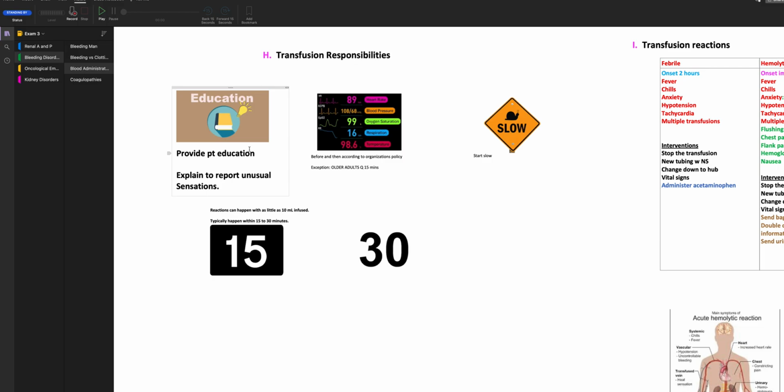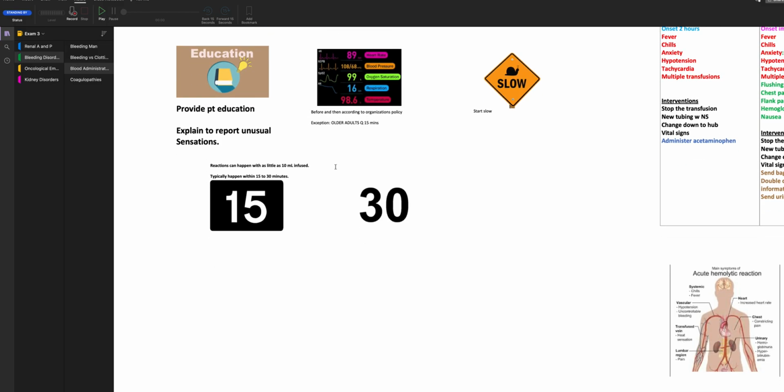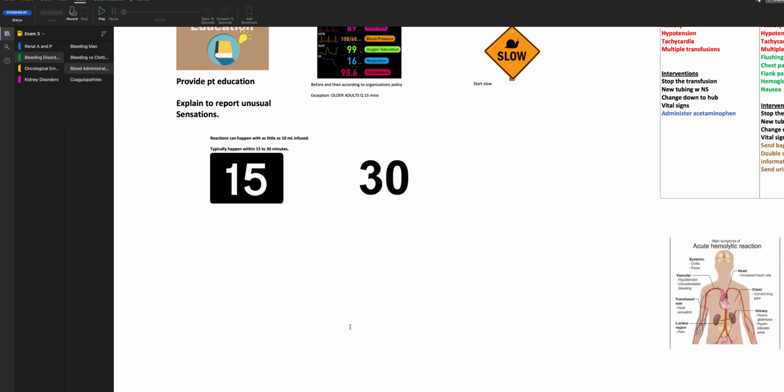So start slow. You're going to take the vital signs before and then according to your organization's policy. But for older adults, you're supposed to take them every 15 minutes, because if an older adult goes into fluid overload, it's now considered a sentinel event, and we don't want that to happen. So you need to stay on top of that.